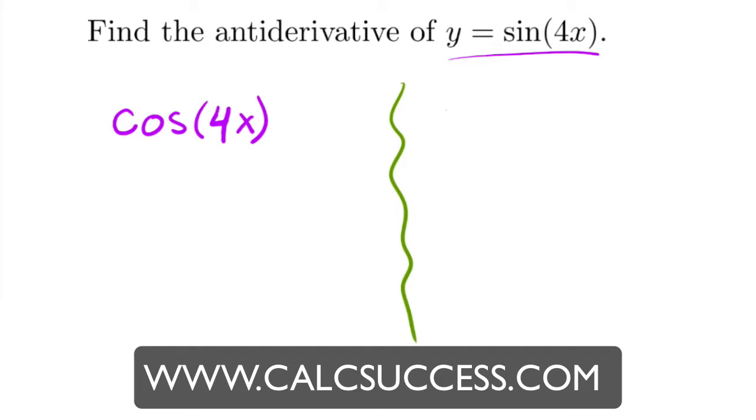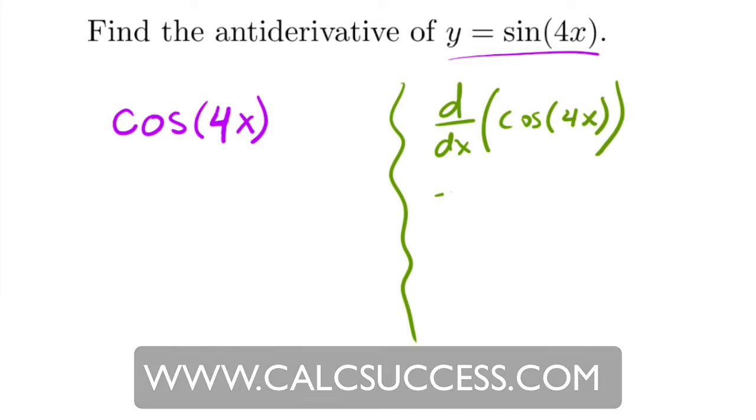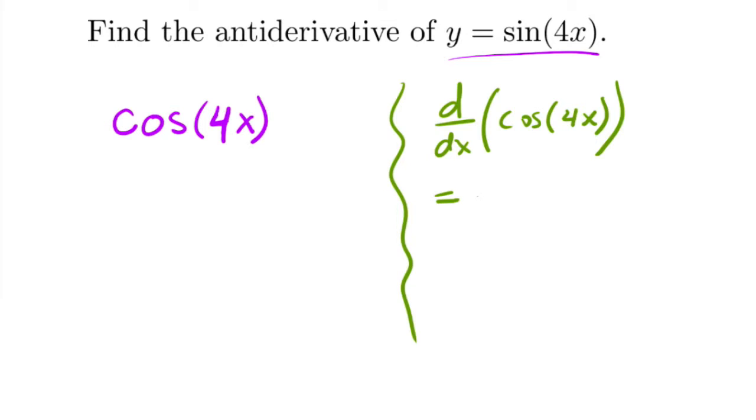But let's try getting the derivative of cosine of 4x and see if that works out. So you get the derivative of cosine of 4x. Well, that's negative sine of 4x. And then by the chain rule, you have to multiply by 4. And so you compare and you go, okay, that's not what I wanted because you have extra stuff here.